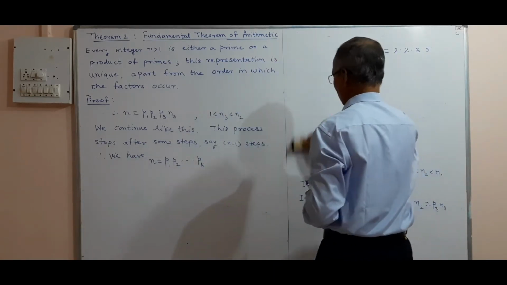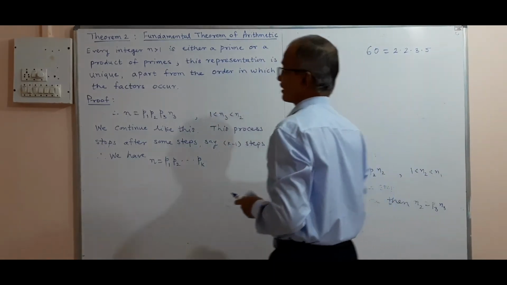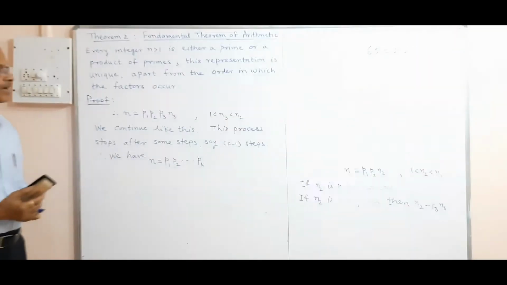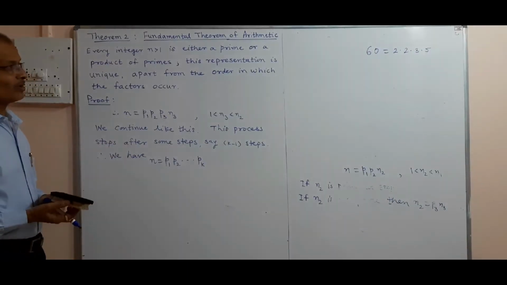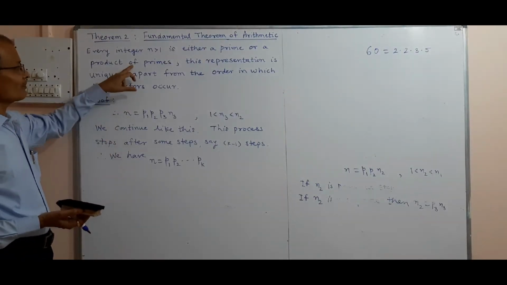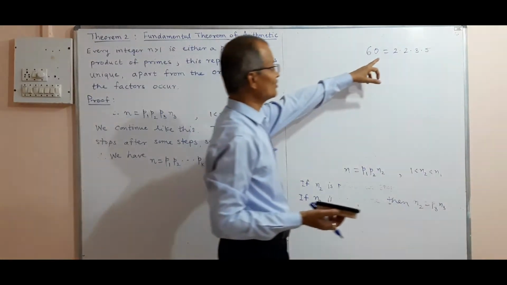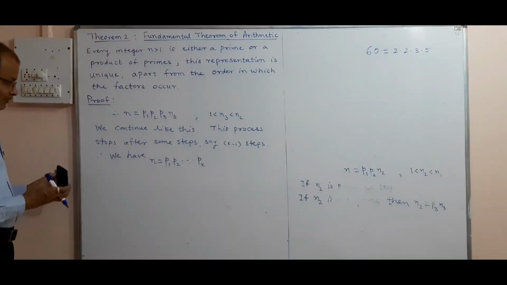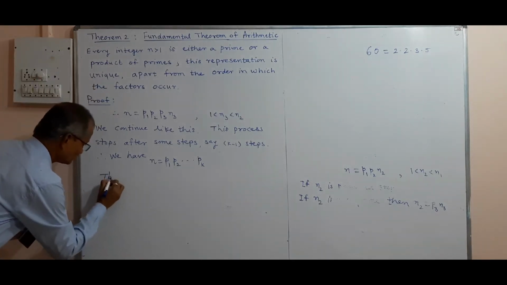That is the meaning of the theorem: every integer greater than 1 is either a prime itself, in which case there is no need to consider the next procedure, or if it is not prime, then it can be factored into primes. And now this is the expression required. So this is the representation of N.